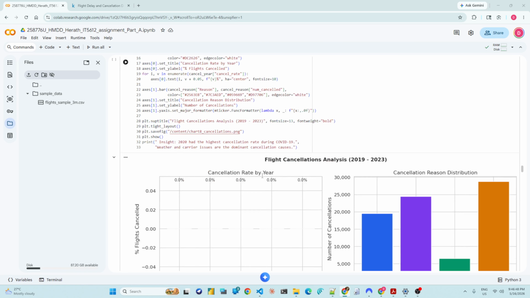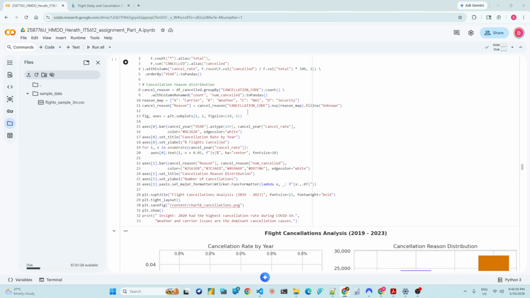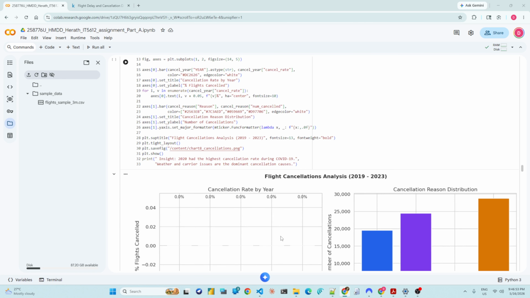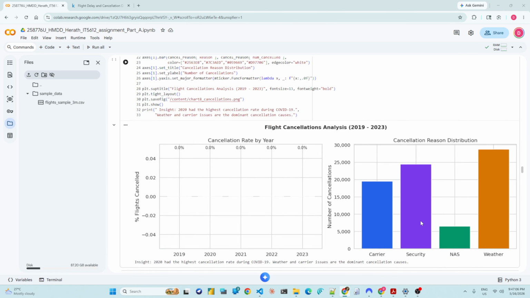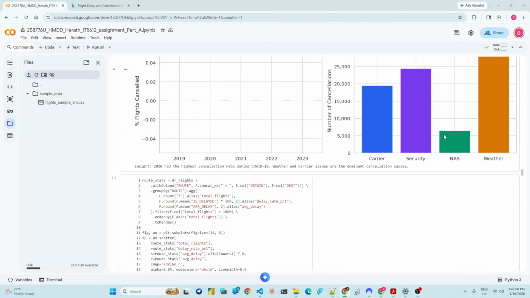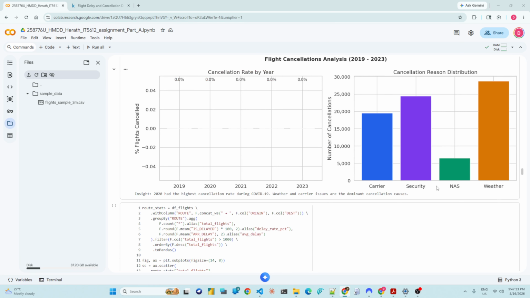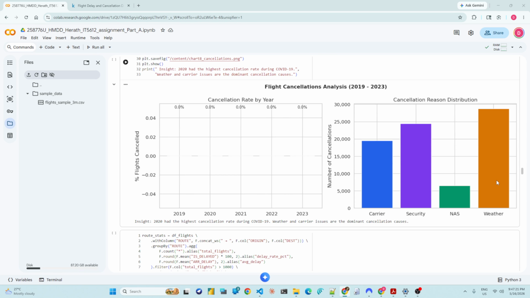I think data didn't come for some reason. I think it's outside of my data. But the right one, distribution of cancellation reasons. As previously I showed in the pie chart, how many records are delayed because of carrier, because of security. Okay, the most delayed factor is weather.